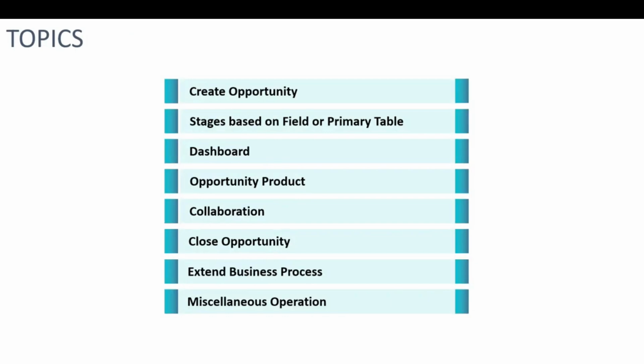Let's take a quick look at our topics today. We will discuss the ways to create an opportunity, how stages can be customized, and using a dashboard to have a look at the sales forecast and the pipeline. We will also cover how products and services are related to the opportunity, how teams can collaborate for any given opportunity, how to close the opportunity, and how we can extend the business processes using Power Automate and some other processes from the opportunity standpoint.